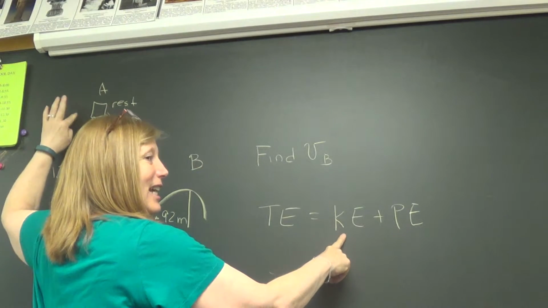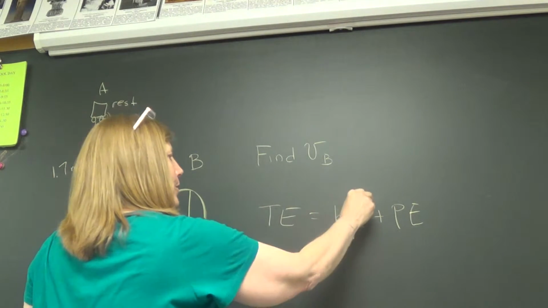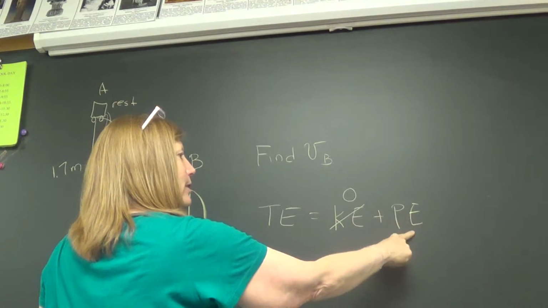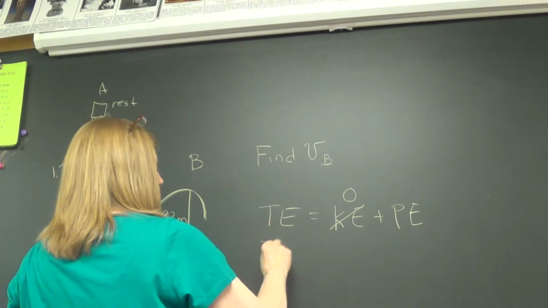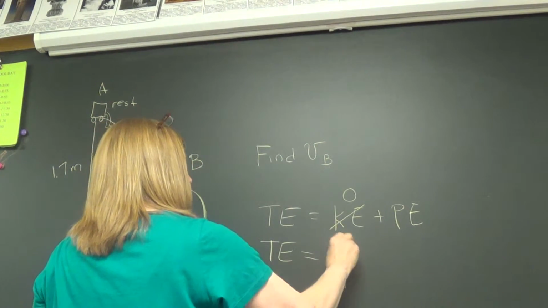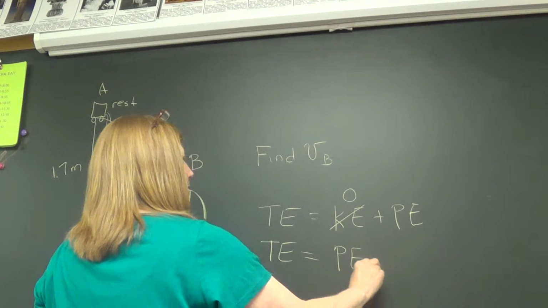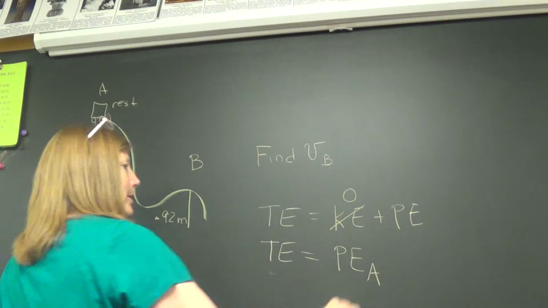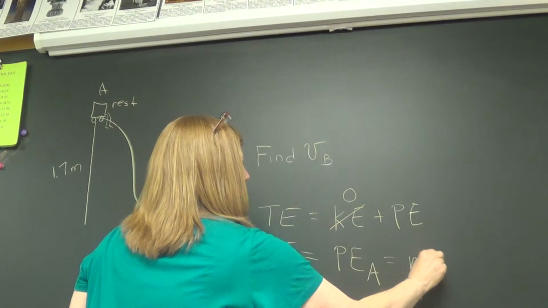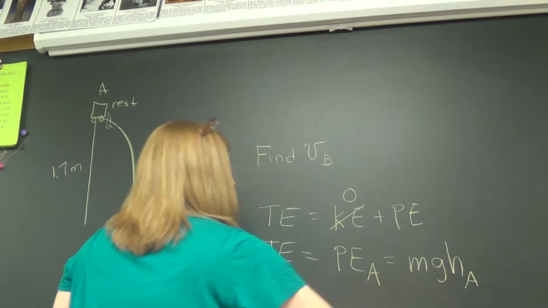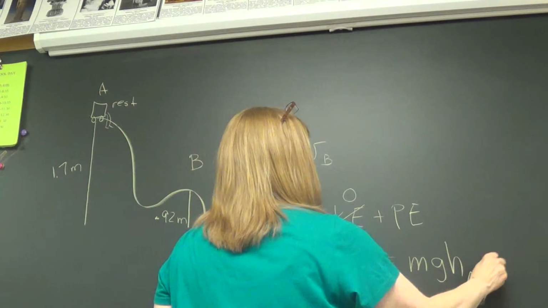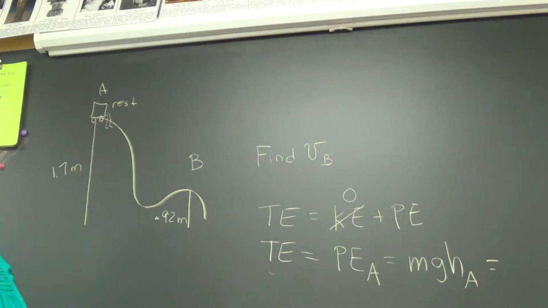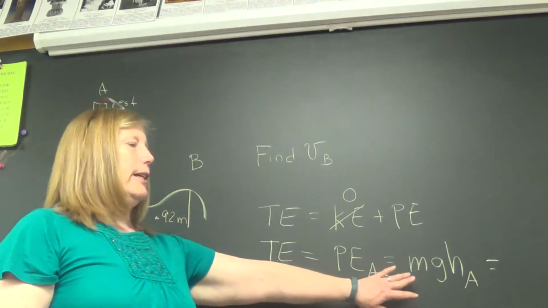K. Yeah, this is kinetic. That means it's moving. So there's no motion, and this is stored potential, and it's related to the height. So we have total energy is the same as potential energy at point A, which is mgh at point A. There's going to be an m in your answer, but remember how that pesky little m disappears in the last step. So just carry it along.